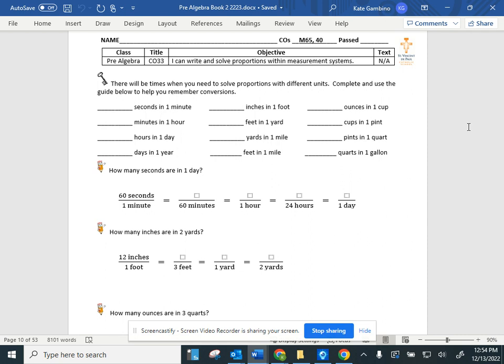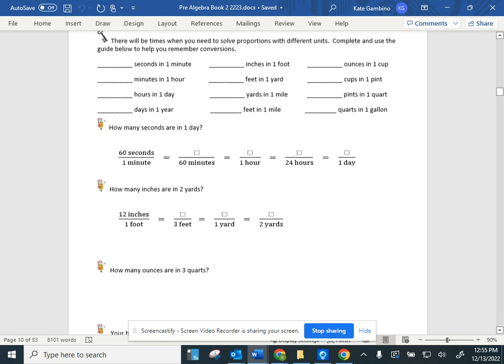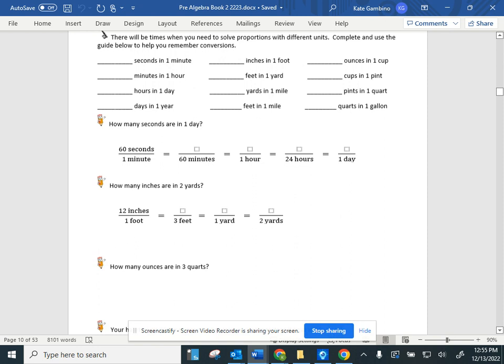But we're going to be working on how to do it ourselves right now. There will be times when you need to solve proportions with different units. We need to complete and use the guide below to help you remember conversions. Somebody was asking me earlier how many feet are in a yard. These are the kind of conversions we need to know. So let's look at this and fill in our table to help us with those conversions.